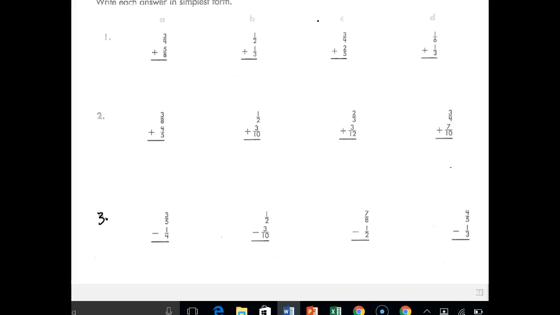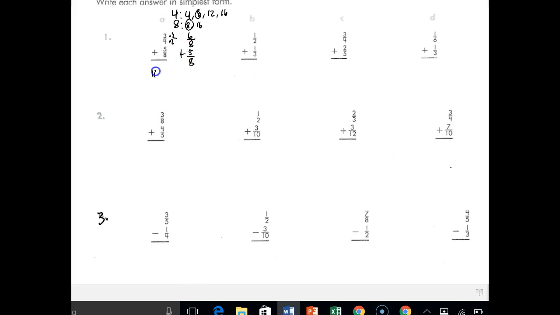So here we go. For number 1, the least common multiple between 8 and 4: 4, 8, 12, 16, 8, 16, oh, happens to be 8. So I want to make both of these 8. So times 2 here, times 1 here, or just leave it alone. So we get 6 over 8 plus 5 over 8, which gives you 11 over 8.